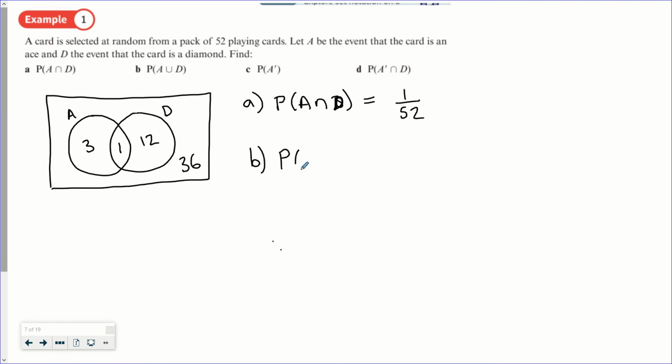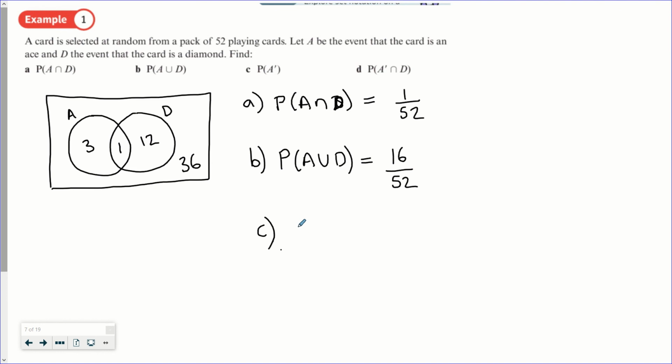In B, we want the probability of A or D happening. So that means we pick a card that's in the A set or in the D set. And remember, this includes those cards that are in both of the sets. The card just needs to be in one of these categories. So we can see from our Venn diagram that overall we've got 12 add 1 add 3 cards which are in at least one of those categories, A or D. So we've got 16 cards out of 52.